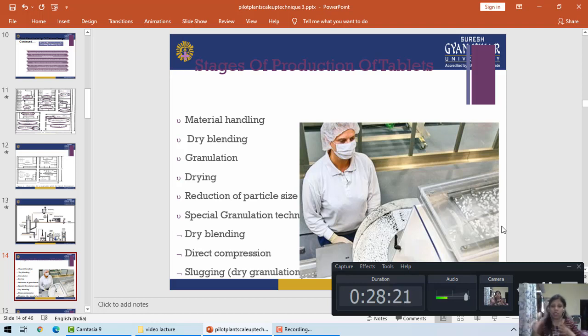So first we need to weigh, or take the proper amount of drug and excipients which we want to compress. Then the second step is dry blending. All the dry ingredients should be mixed together by using the blender. This is known as dry blending.